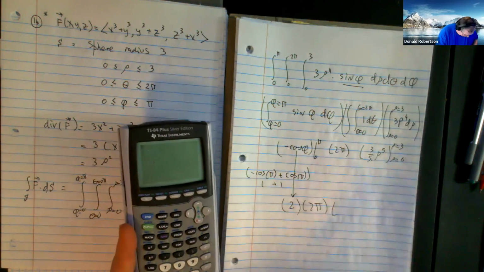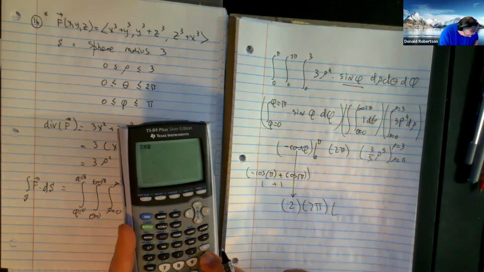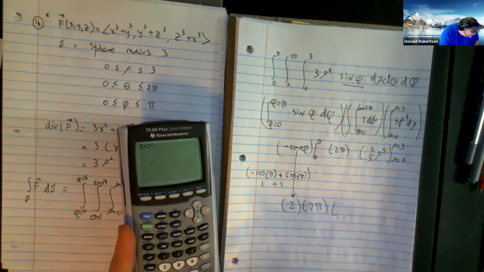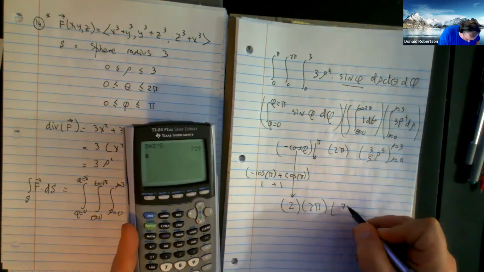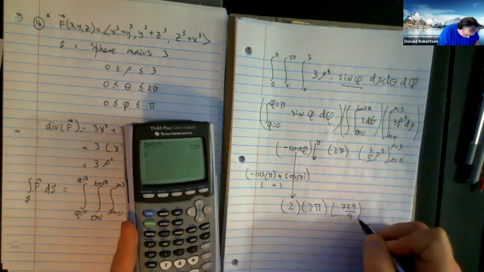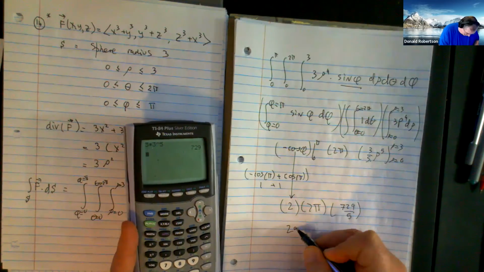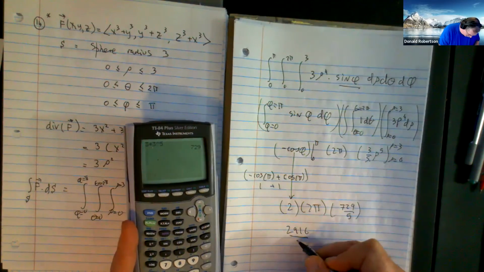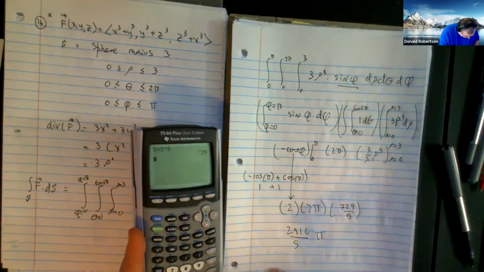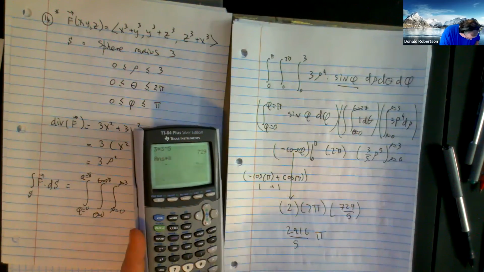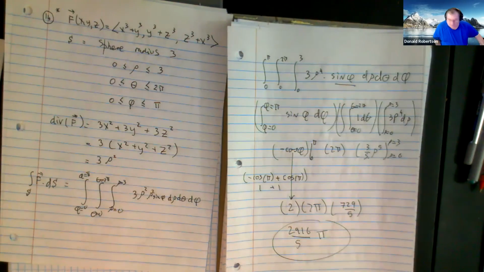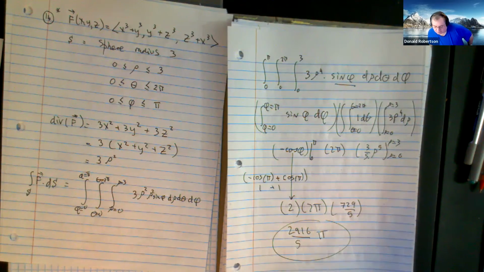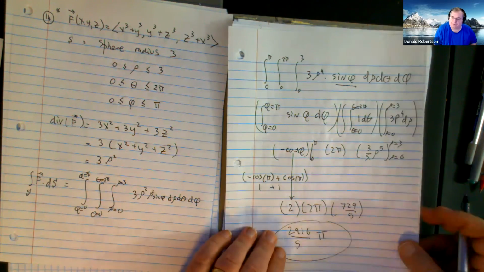So this guy here is going to be 3 times 3 to the power of 5, which is that guy. So it's going to be 729 over 5. And 2916 over 5 pi. So let's double check that. If you times that by 4, you get, yep, that's the right answer. Nothing pretty about that. Well, I guess it's semi-pretty. It's just a fraction of pi, but it's not that nice.